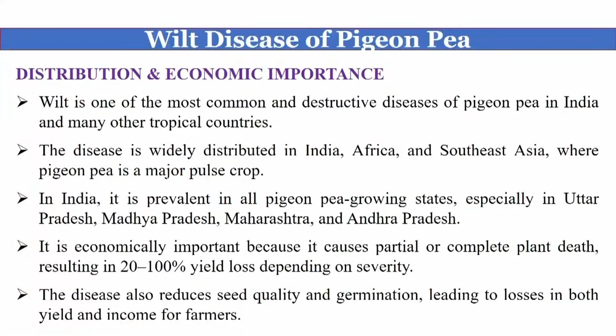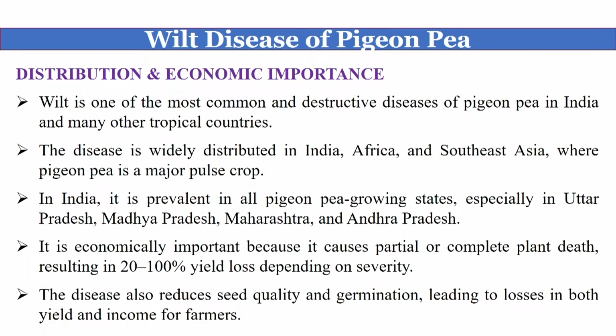And today we will discuss the diseases of pigeon pea and pulses. So first we will discuss the pigeon pea diseases. The first disease is wilt disease of pigeon pea, and you should know the distribution and economic impact, how it affects the crops. Wilt is one of the most common and destructive diseases of pigeon pea in India and many other tropical countries. This disease is widely distributed in India, African countries, and Southeast Asia, where pigeon pea is grown as a major pulse crop.